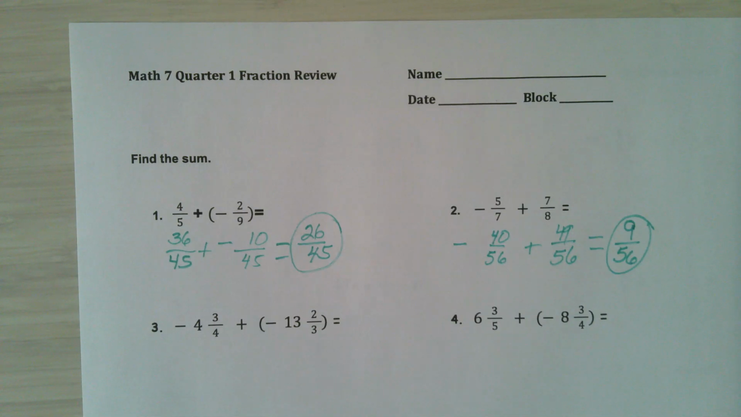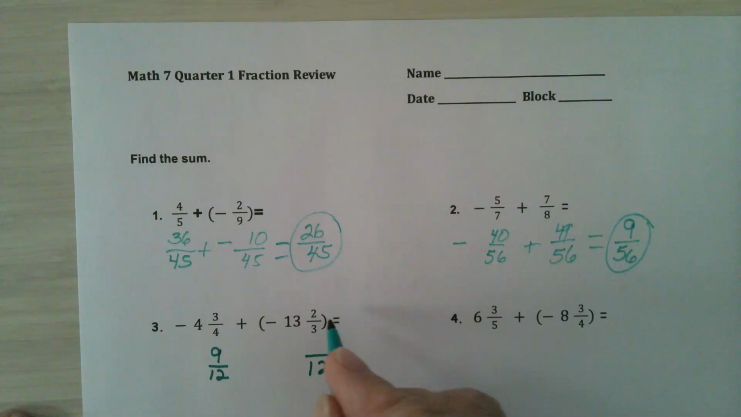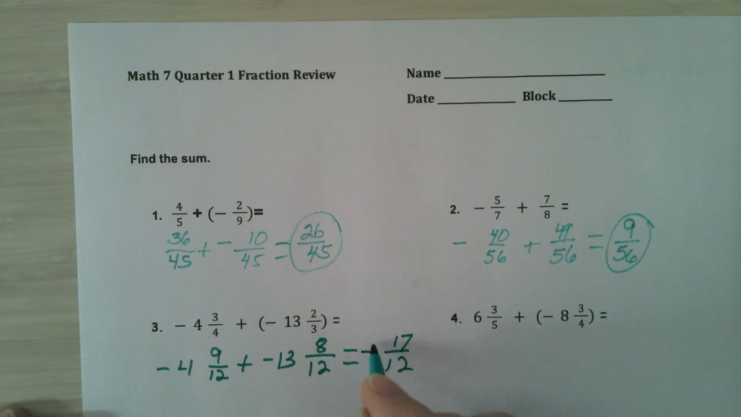They're both negative, so I'm going to add and keep the sign. Between a 4 and a 3, it'll be a 12. 4 times 3 is 12. 3 times 3 is 9. 3 times 4 is 12. 4 times 2 is 8. 9 plus 8 is 17/12. 4 plus 13 will give you negative 17 and 17/12.